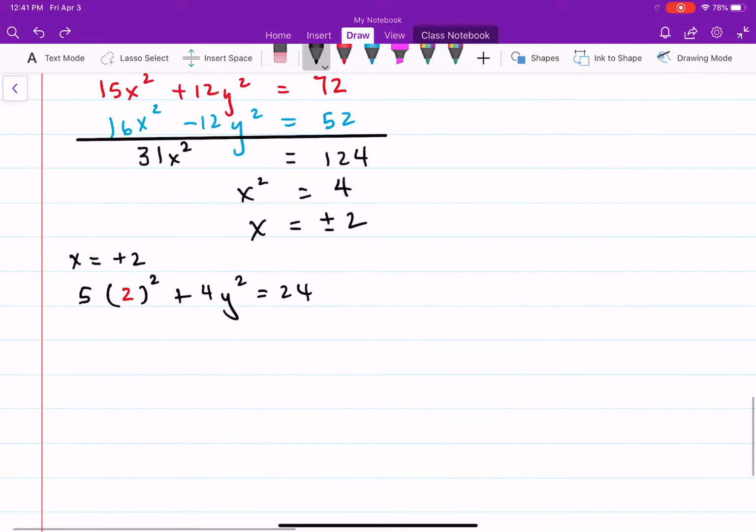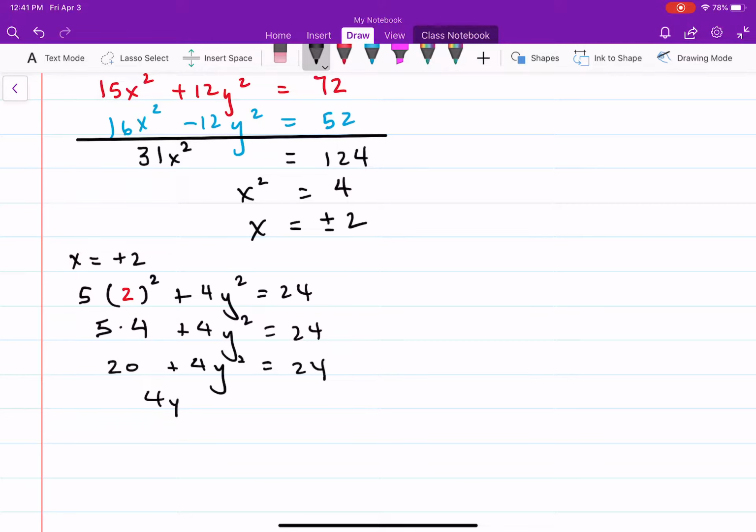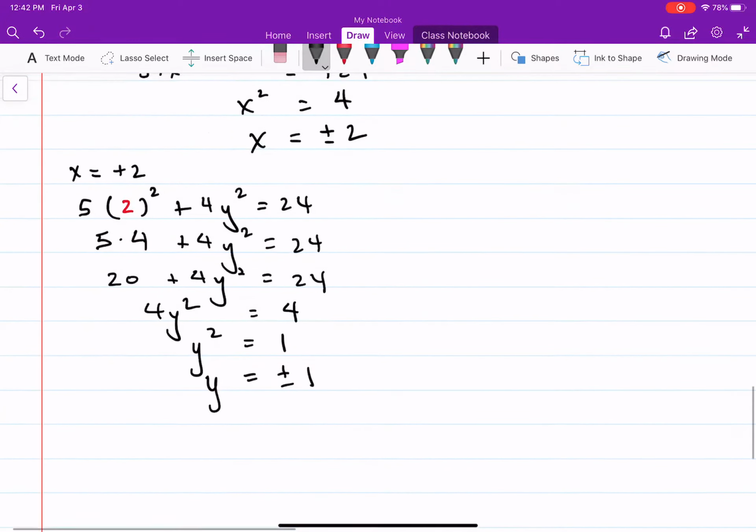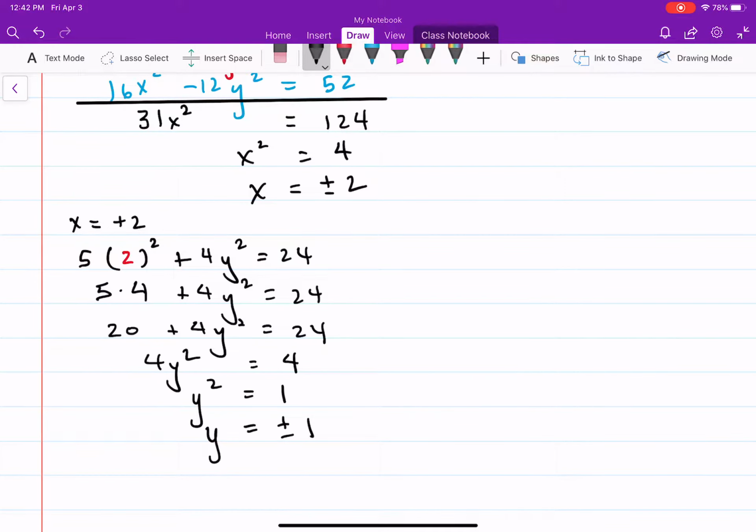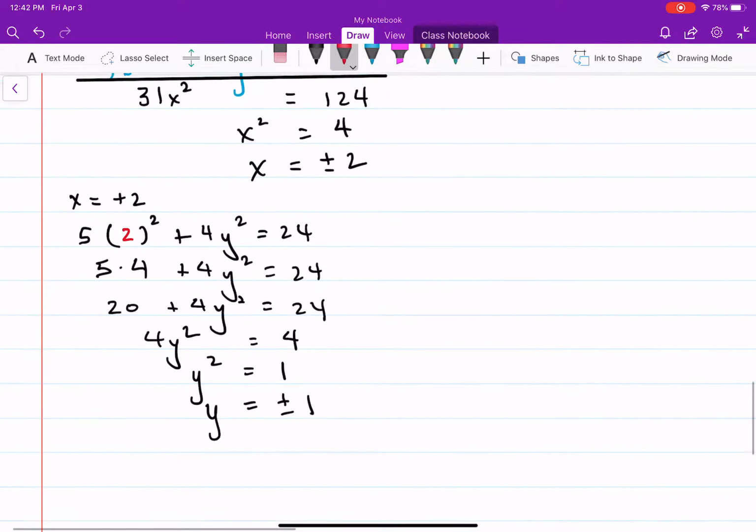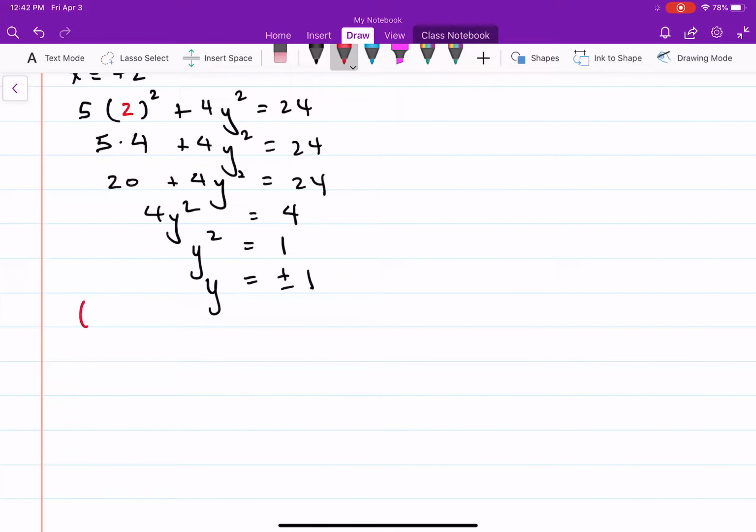So what does this equal? This is going to be 5 times 4 plus 4y squared equals 24. So I have 20 plus 4y squared is equal to 24. So 4y squared is equal to 4, so y squared is equal to 1, so y is equal to plus or minus 1. Wow. Okay, so if I put in positive 2, I get plus or minus 1. What does that tell me? That tells me that out of this one x value, I'm going to actually have two answers. So when x is 2, y is positive 1, and when x is 2, y can also be negative 1. Okay, so there's my two answers.